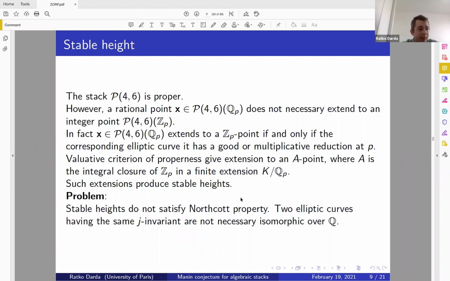However, we have a problem. The stable heights do not satisfy the Northcott property. If you have an elliptic curve E over Q, you can perform a quadratic twist and you get a non-isomorphic elliptic curve E prime. When I say non-isomorphic, I mean non-isomorphic over Q. Of course, they have the same J invariant, and hence they are isomorphic over C. Hence their stable heights are the same. By this procedure, we can obtain infinitely many non-isomorphic elliptic curves with the same height. Consequently, we don't have the Northcott property.